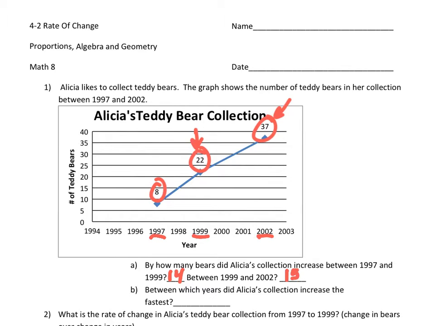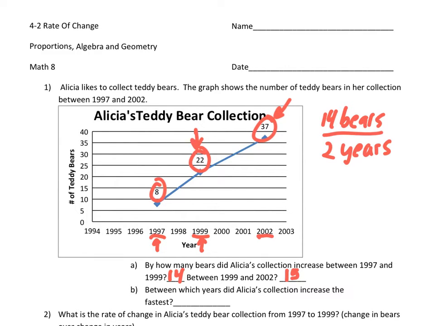Okay, so the question is, between which years did Alicia's collection increase the fastest? Was it between 97 and 99 or between 99 and 2002? I hope that when you were looking at this, you weren't just comparing the 14 and the 15. A lot of people are tempted to say, hey, 15 was bigger than 14, so it looks like Alicia's collection was increasing the fastest. But we have to think about how many years had passed. Between 1997 and 1999, that's 2 years that go by, and we increased by 14 bears. Well, 14 bears in 2 years means, on average, how many bears per year?